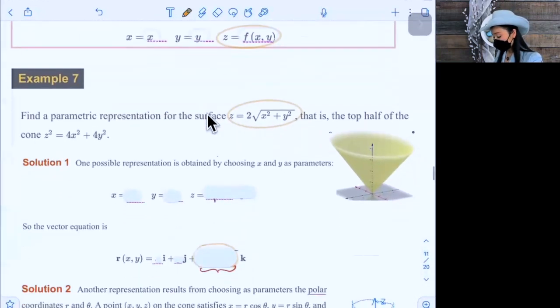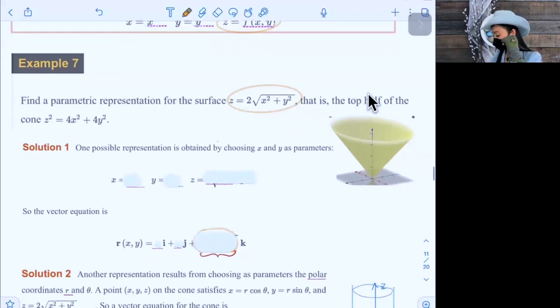Okay, let's look at the next example, example 7. Could you find a parametric representation for this surface, which is the top half of this cone? This cone over here. Remember, it had this top and also the bottom below. The parameterization is actually not unique. You have different ways to parameterize it. Okay, let's think about an easy one.